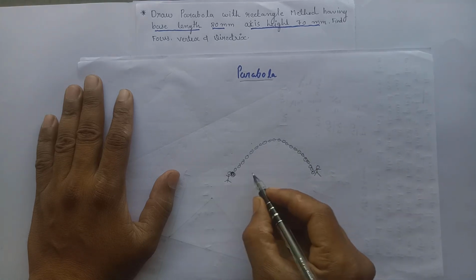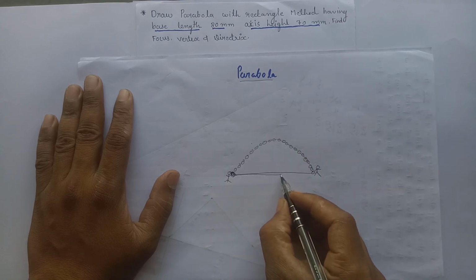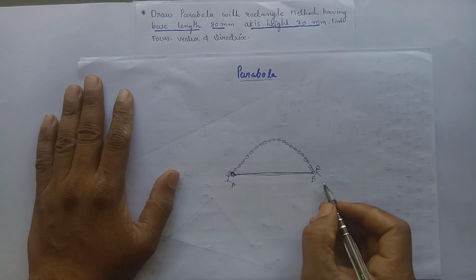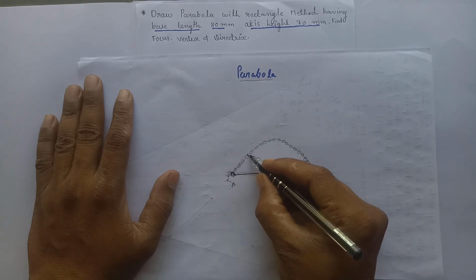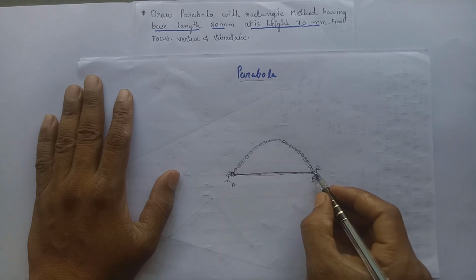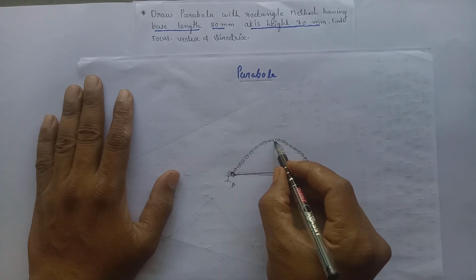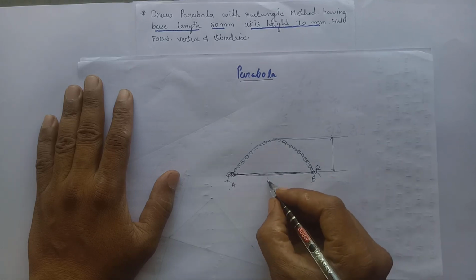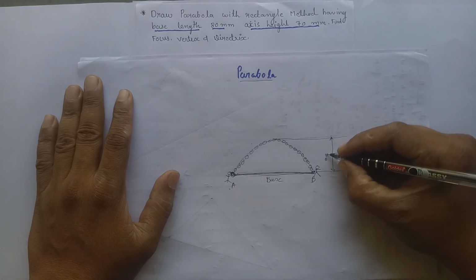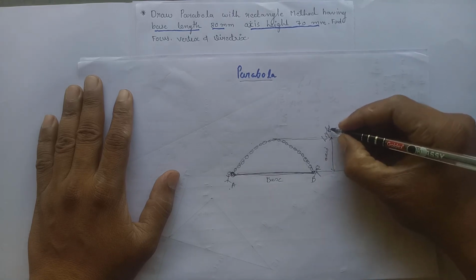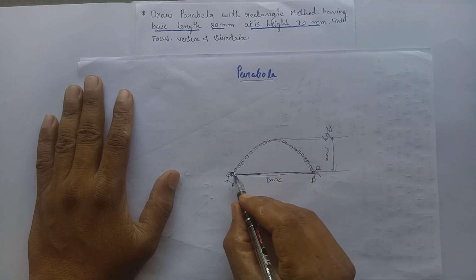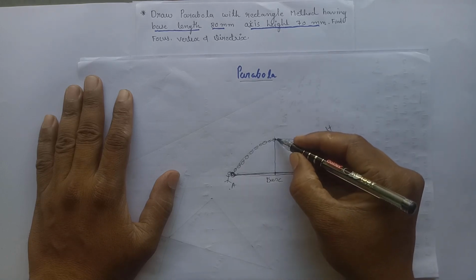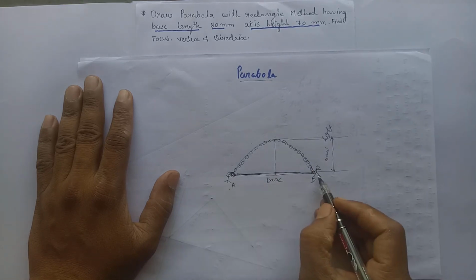The distance covered by the ball on the ground area, let us say that it is AB, will be considered as the base of this parabolic curve, and the maximum height covered by the ball in the air is considered as the axis height. If you want to show the axis of this parabola, we have to show the axis from the midpoint of the base like this. So this will be the axis of the parabola, this will be the base of the parabola.